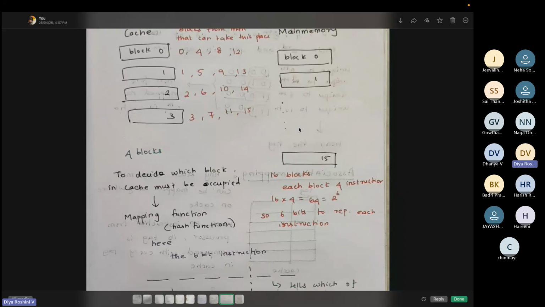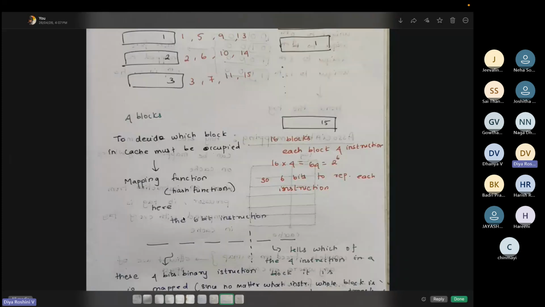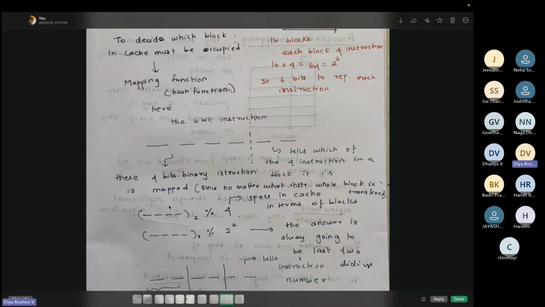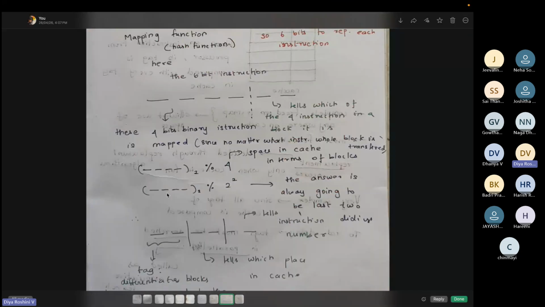Now we have a 4-bit binary number or address, and we consider a cache of 4 blocks. It's smaller than the main memory, so we have to map it into 4 spaces basically. So the map function becomes the 4-bit address modulus 4, because the space in the cache is 4 in terms of blocks. Because we left the instructions, we are only talking in terms of blocks now. So 16 blocks, so we have a 4-bit binary. I think it's clear.